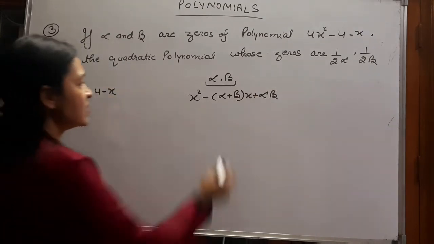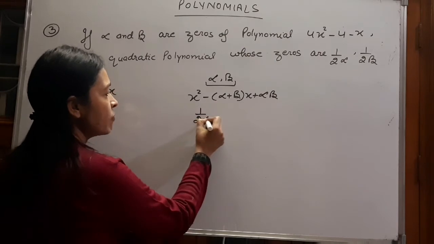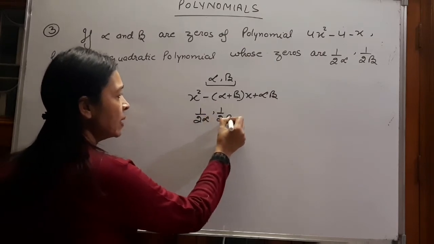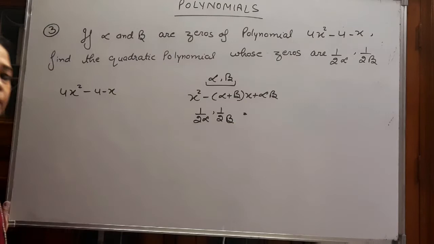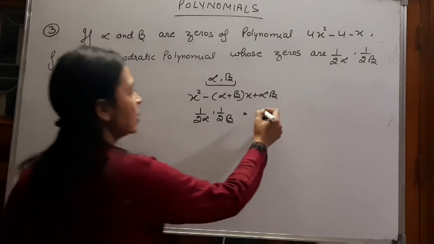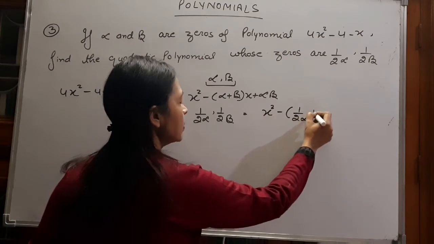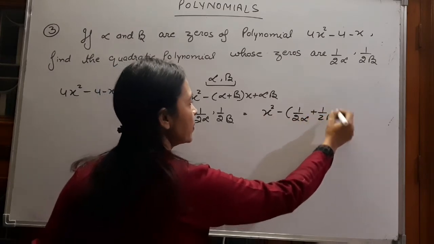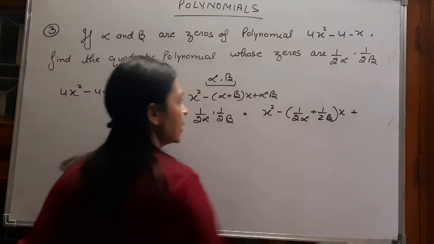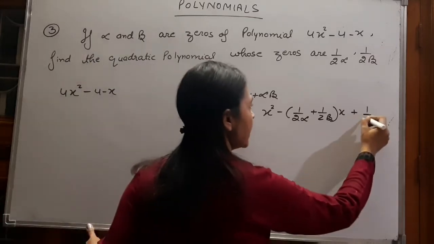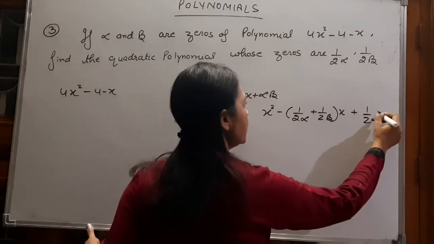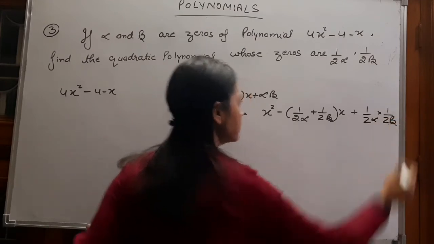In this case, our zeros are 1 by 2 alpha and 1 by 2 beta. Now, if we make the quadratic polynomial, we will get x square minus 1 by 2 alpha plus 1 by 2 beta into x plus alpha beta, that is 1 by 2 alpha into 1 by 2 beta.